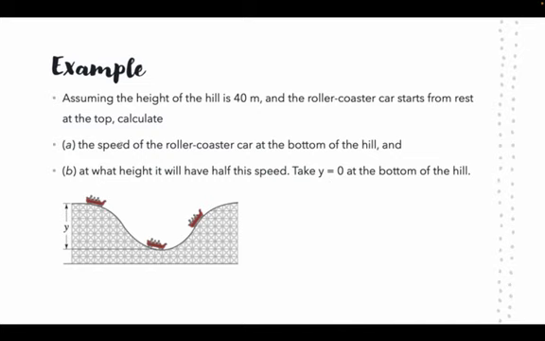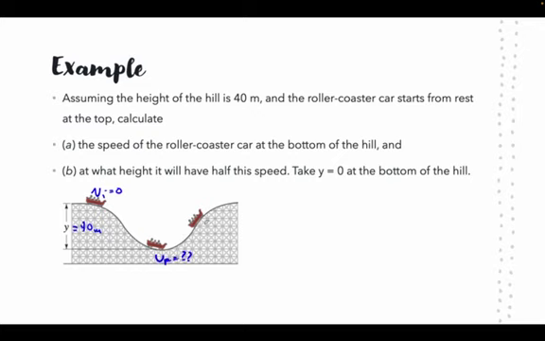It says, assuming the height of the hill is 40, so this is equal to 40, right? And the roller coaster cart starts from rest. So right here, the initial velocity is 0. Calculate the speed of the roller coaster at the bottom. So velocity here.